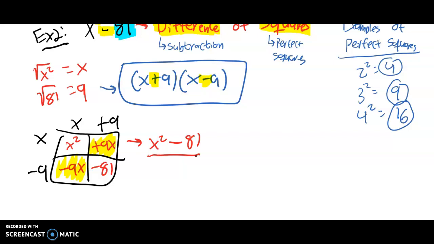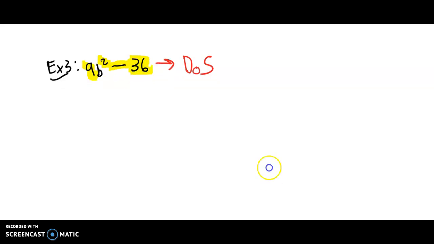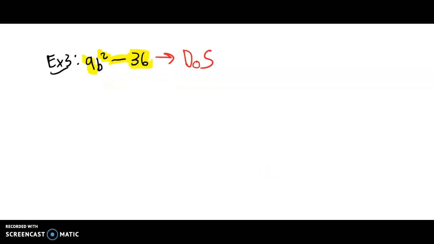I got one last example for you guys. We're going to call this guy example 3. I first always identify your factoring strategy. Our strategy here is difference of squares. I know that because here's my difference, my subtraction. Here's a square. 9's a perfect square because 3 squared. And 36 is also a perfect square because it comes from 6 squared.